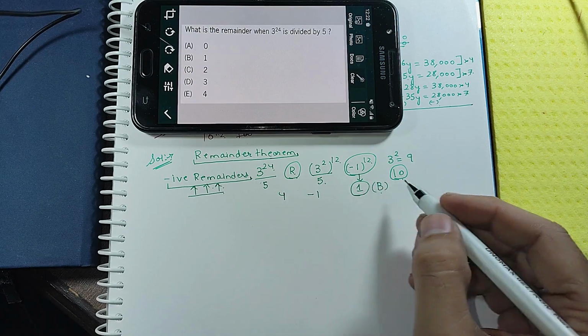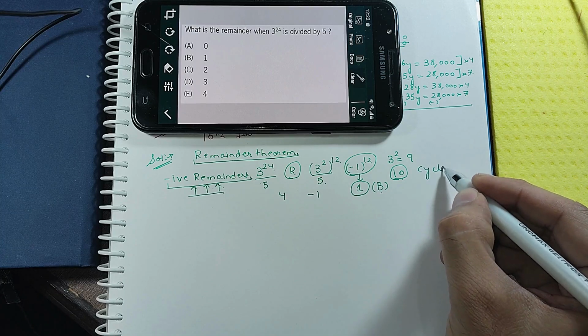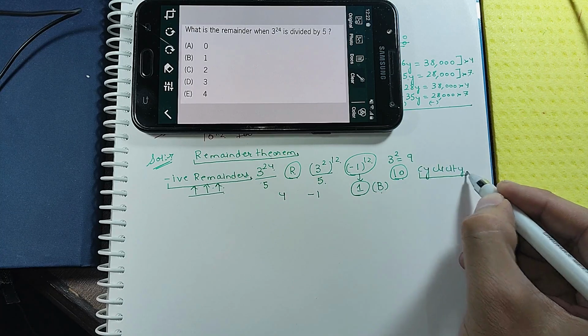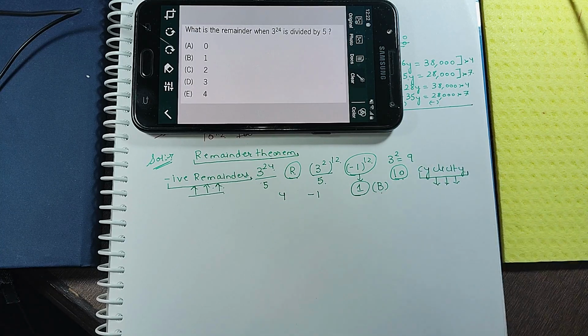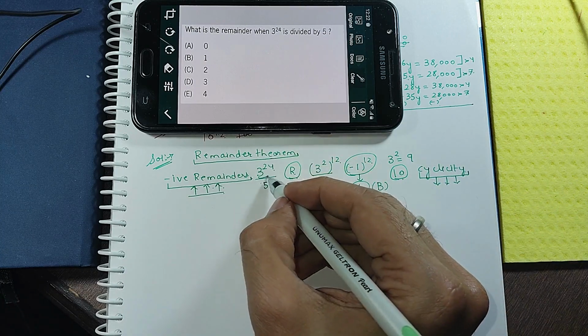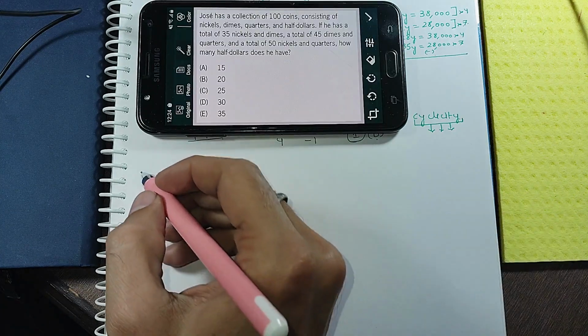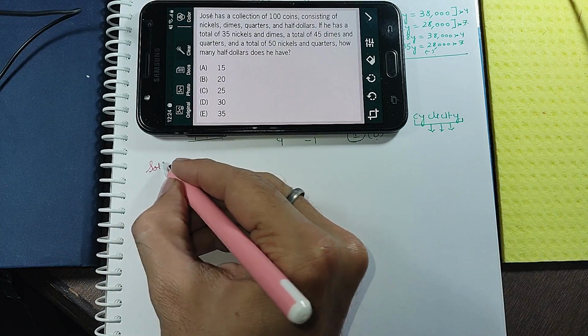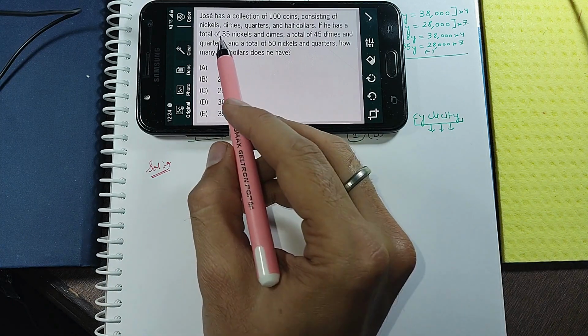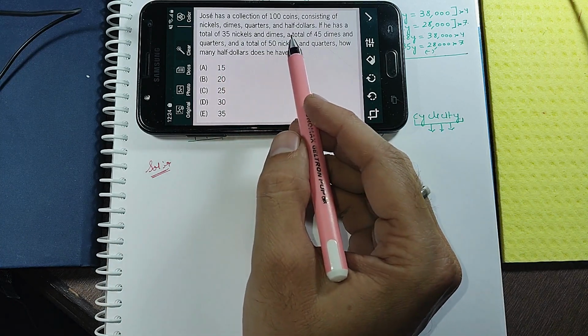Plus there is also a concept of cyclicity. I have made a video for this also. You can watch it. I have given a thorough video regarding this cyclicity, from where you can get an idea of how this operates.